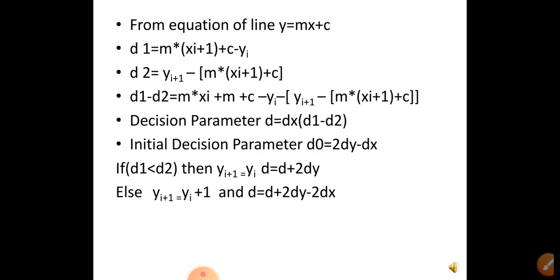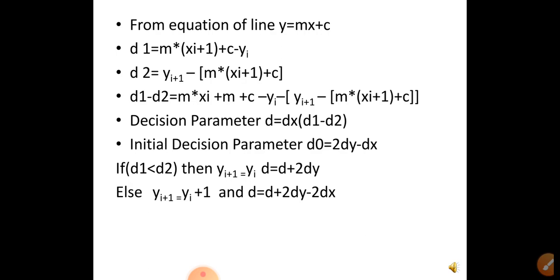Okay, if the decision parameter is greater than 0, then what happens? x equals x plus 1, y equals y plus 1. You need to increment x as well as increment the y value by 1. Then what is the next decision parameter? What is the value of the decision parameter for the next step? That is nothing but d equals d plus 2 dy minus 2 dx.